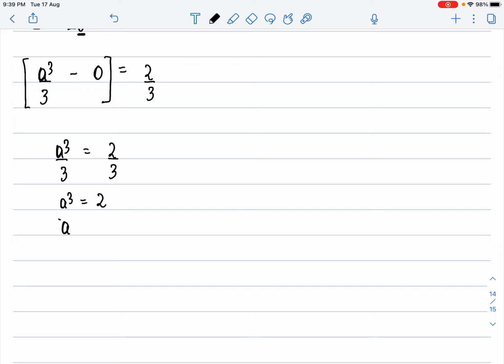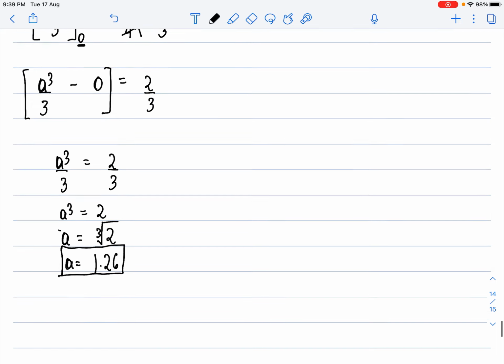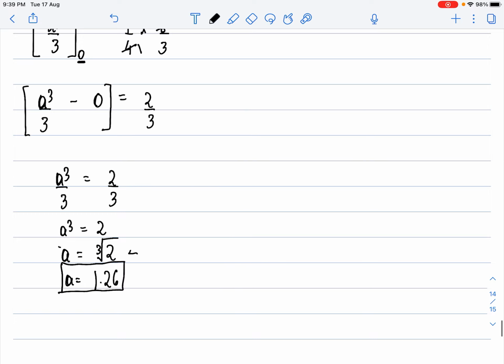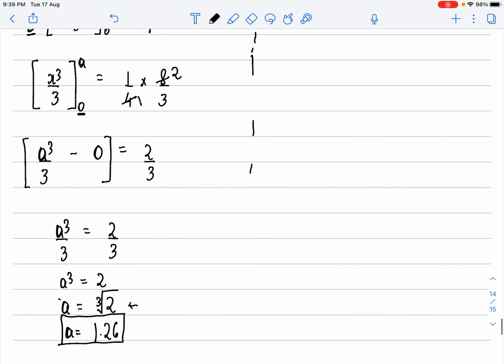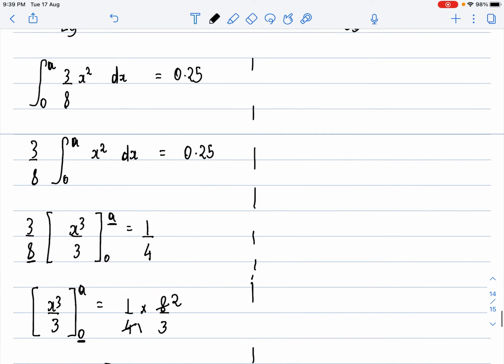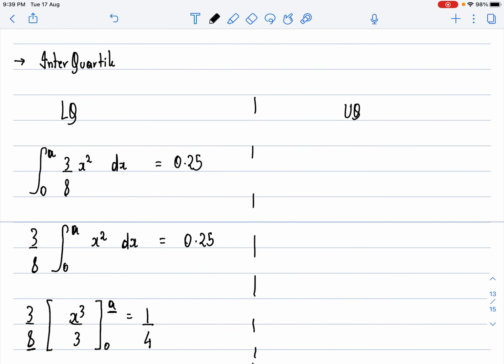So I get my a as the cube root of 2. On the calculator, when I do the cube root of 2, you get your answer as 1.26. Or you can even leave it in the exact terms, which you have obtained here. Now, what you can simply do is calculate your upper quartile in the same way.